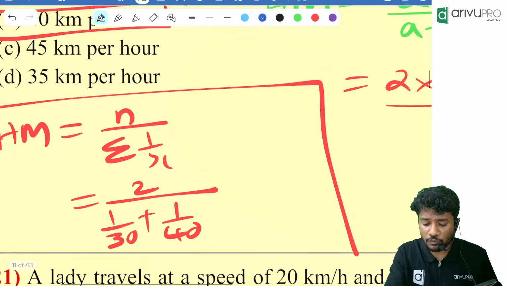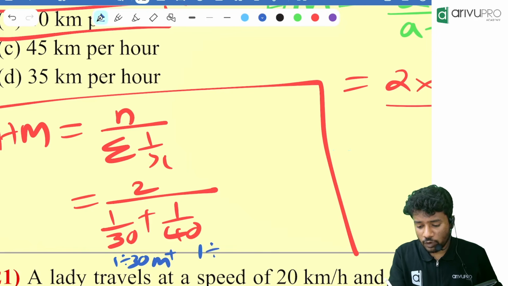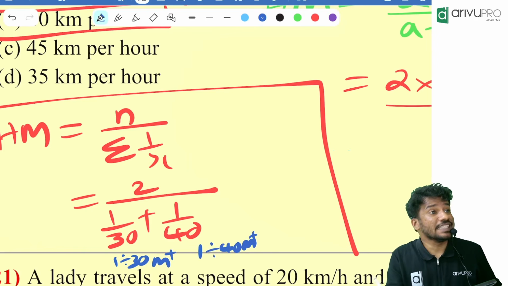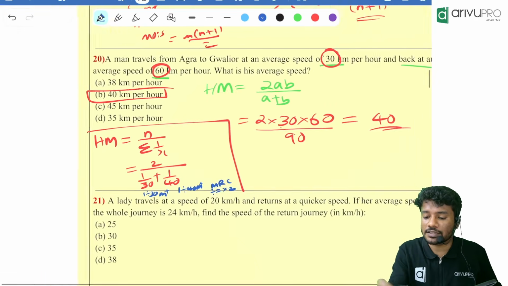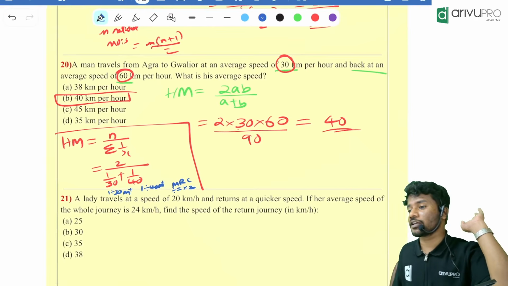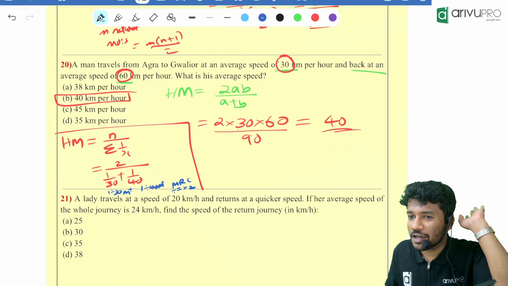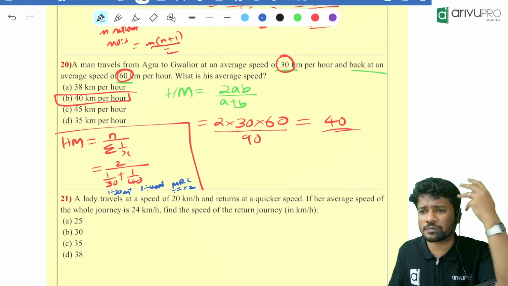So first you will type what? 1 divided by 30, M plus, 1 divided by 40, M plus. Then you will do what? MRC. Then you will do what? Divide, equal to, multiplied with 2. You will get the same answer, or you will get 39.9999999. You will get the same answer. Understood the method, people? Any of the methods, whichever you are comfortable with, take that.